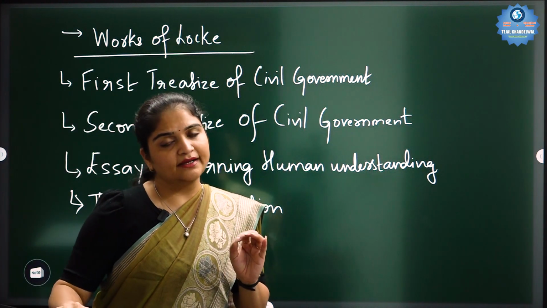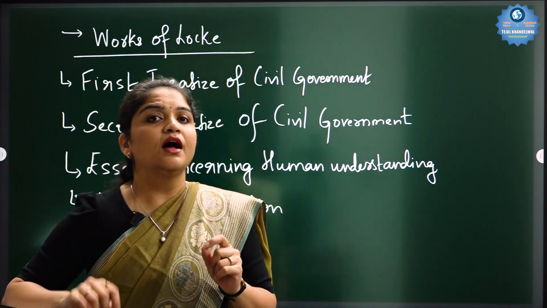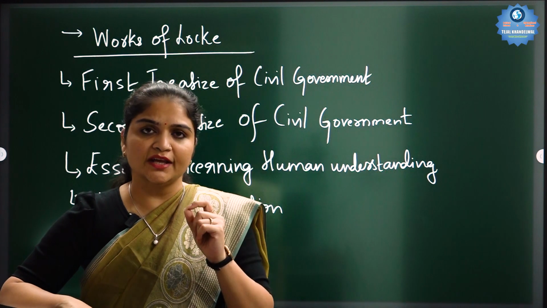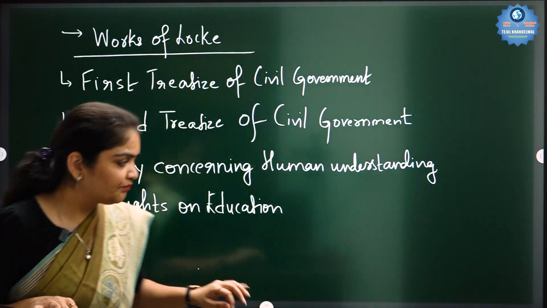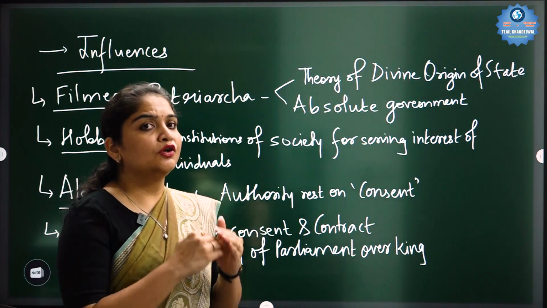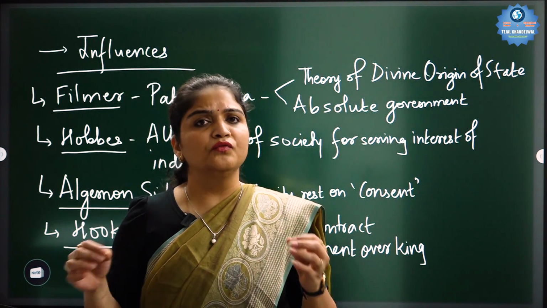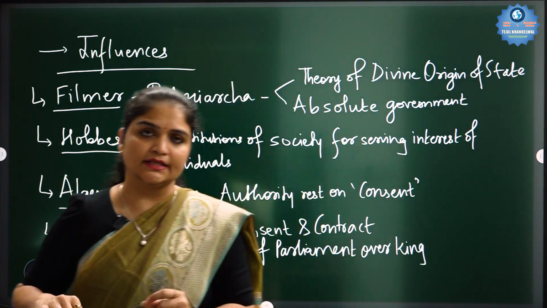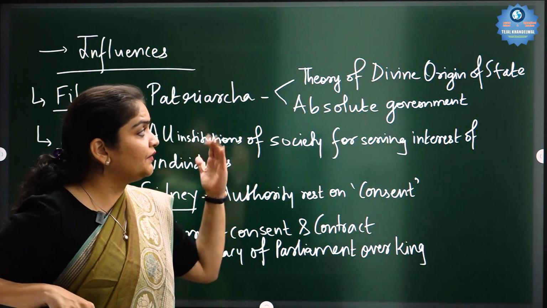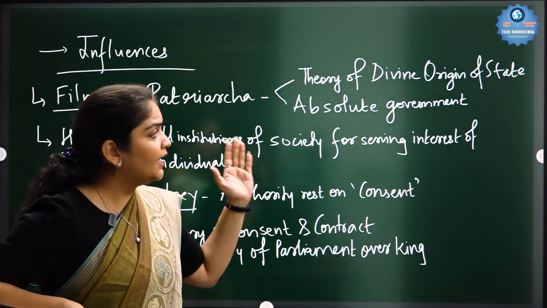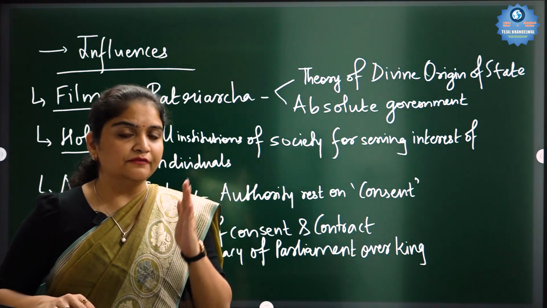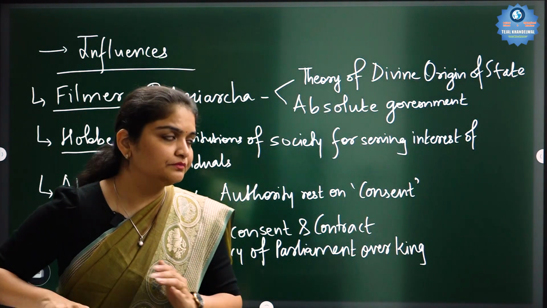Vaughan says that Locke's treatises are a gun with two barrels. One is to refute Filmer and one is to refute Hobbes. If we look at the context within which Locke was writing, there have been various influences. The first is Filmer's Patriarcha, which justified the theory of divine origin of the state and absolute government. The First Treatise on Civil Government refutes the arguments of Filmer.